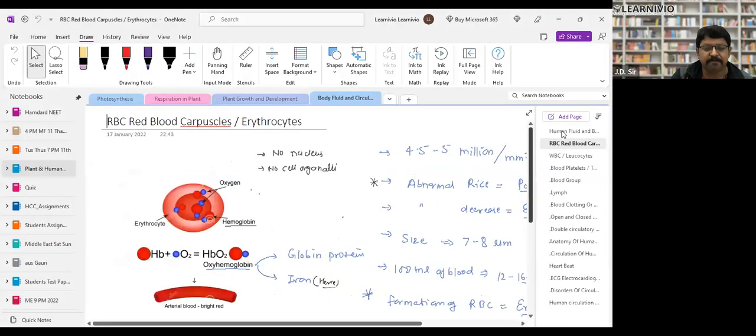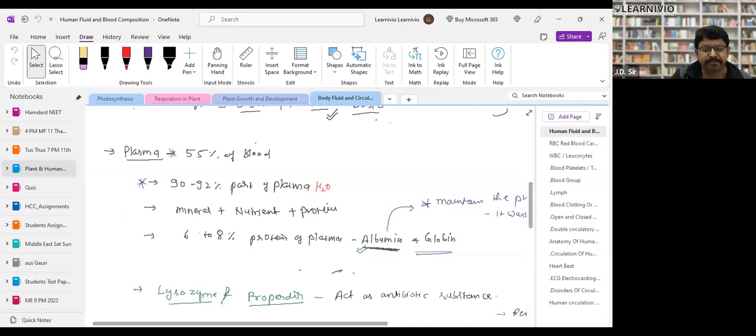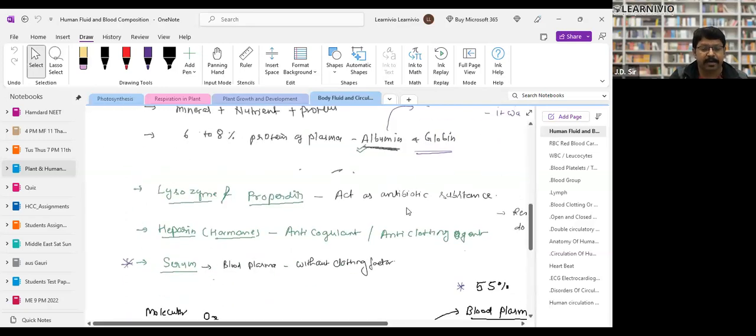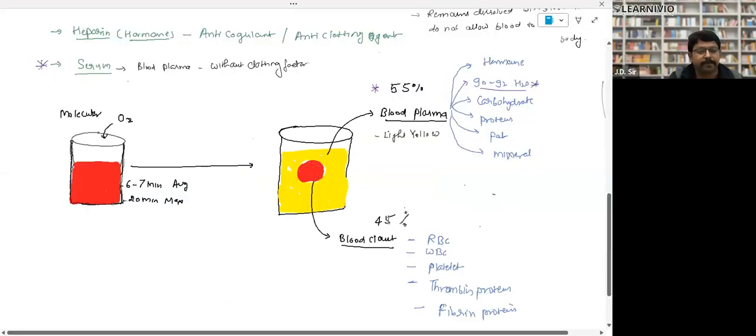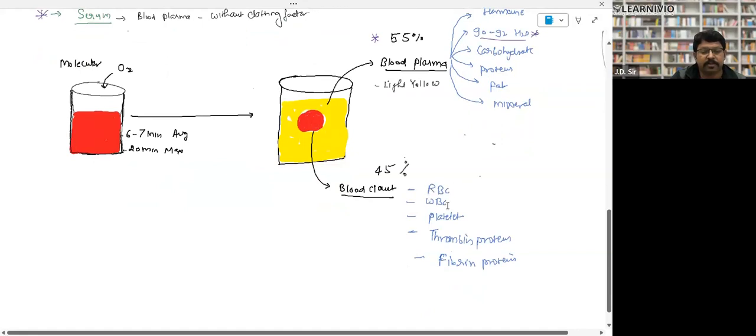In the last slide, Shirika, we have studied about the components, right? So now we'll discuss the purpose. I told you that the purpose of teaching you clotting was to make you understand the components of the blood. Now we will discuss each and everything one by one: what is RBC, WBC, platelets, and all that. Got it?